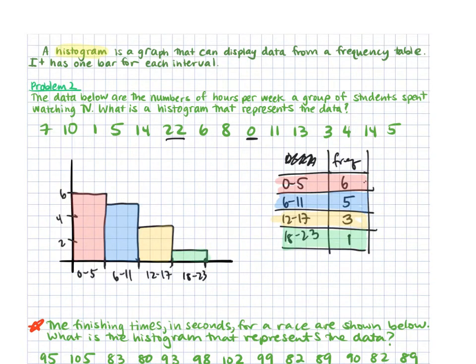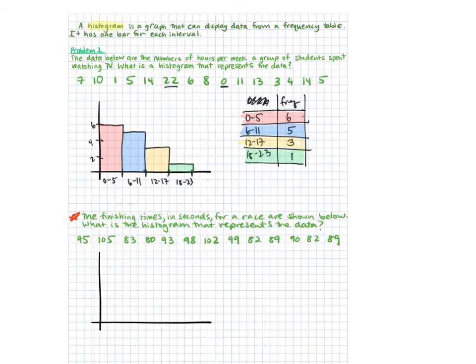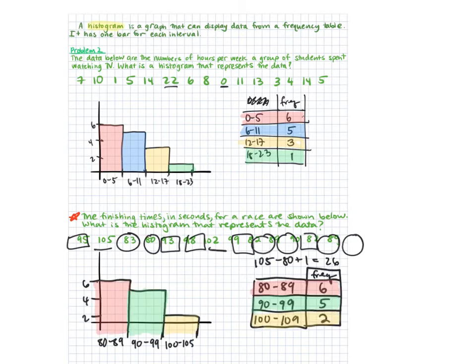Okay, so try this on your own. Down here, this next one is finishing times in seconds for a race, shown below. What is the histogram that represents this data? So press pause and try this one on your own. Check back for the solution.